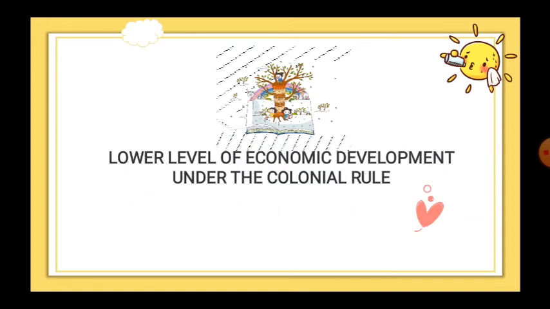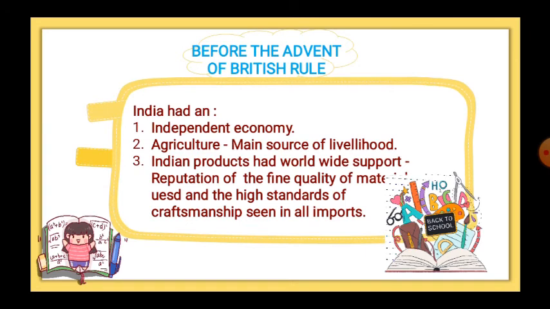Lower level of economic development under the colonial rule. On the eve of independence, India possessed a low level of economic development under the colonial rule. Before the advent of British rule, India had an independent economy. Agriculture was the main source of livelihood for most people. Yet, some other manufacturing activities were also prevailing in the economy. Indian products had worldwide support during that time because of the reputation of the fine quality of material used and the high standards of craftsmanship seen in all imports.